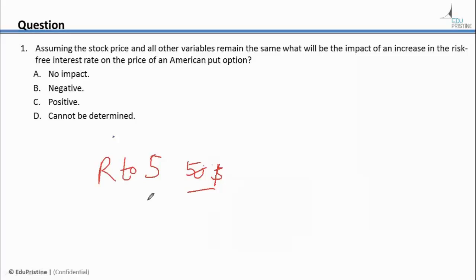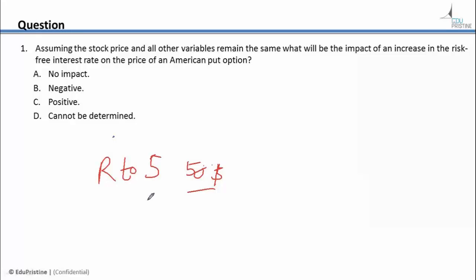Okay, so if you sell now, you'll receive $50 now. If you sell after 2 months, it's an American option. You can sell during these 3 months anytime, but it will not be today. So it means you are delaying your sell. If you sell now, you will receive $50 now, and if you sell after 2 months, you will receive $50 after 2 months.